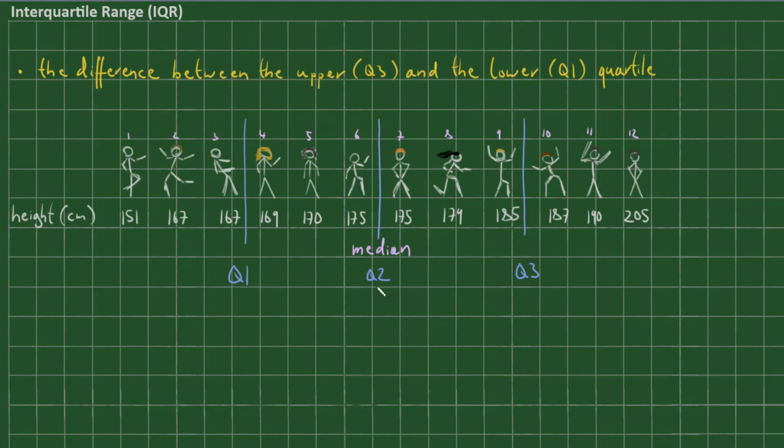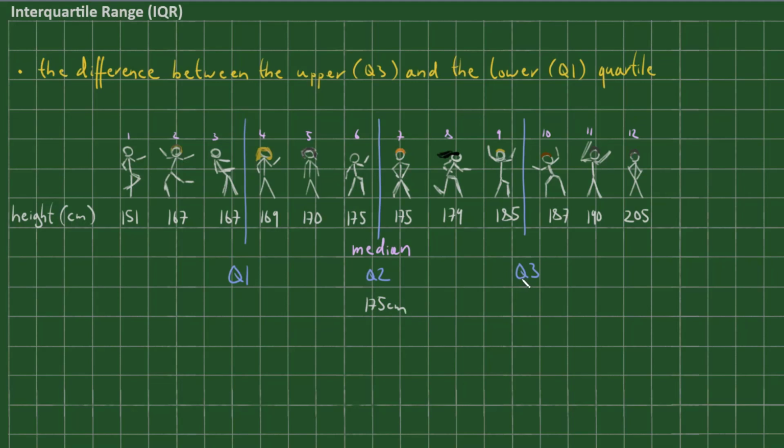Well, Q2 is the median, and the median happens to fall between two values. Both of them are 175. I need to calculate the average of these two values, but seeing how both of them are 175, the average is also going to be 175. So I can say that Q2 is 175 centimeters.